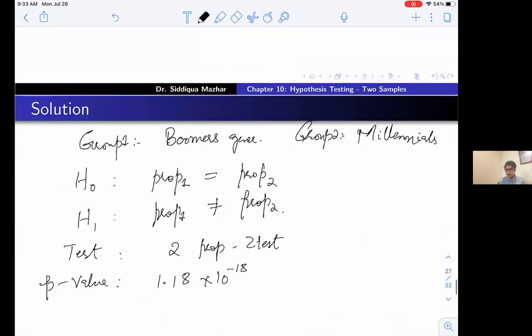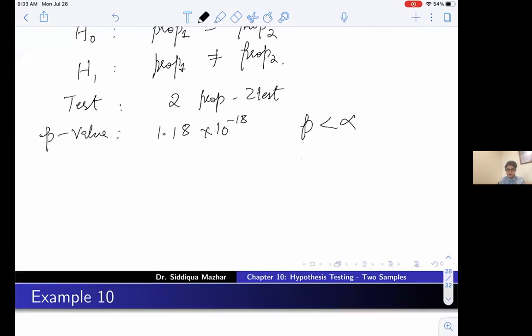So P value is less than alpha because my alpha is 0.05. So this is a very small value. P is less than alpha. So if P is less than alpha, what is my conclusion? That we reject the null hypothesis.